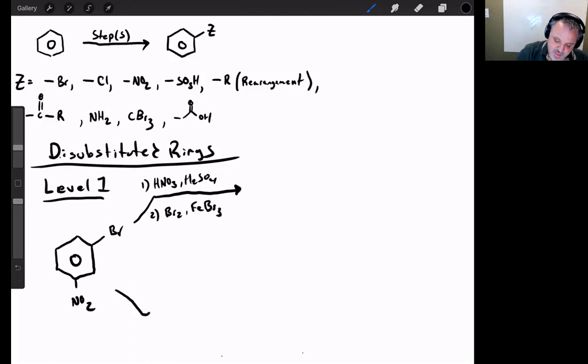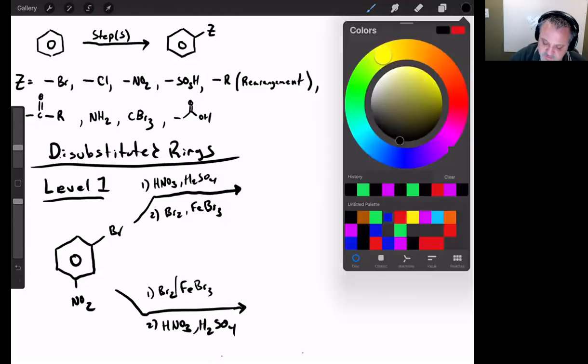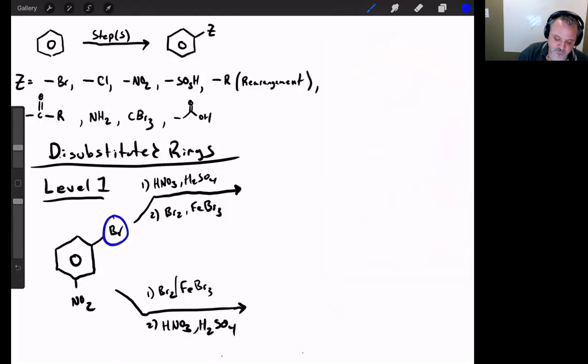In the second path, I can switch the 2. I can do bromination followed by nitration. But only one of these will actually yield the product that I'm looking for. Let's take a look at the directing effects to decide which path is correct.